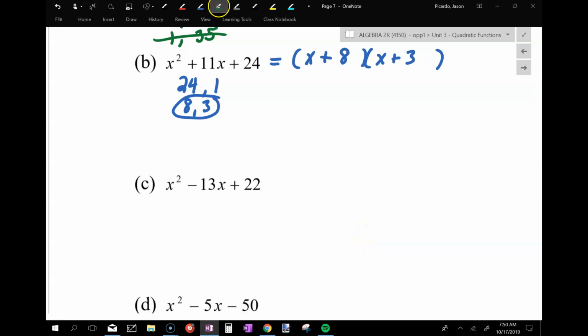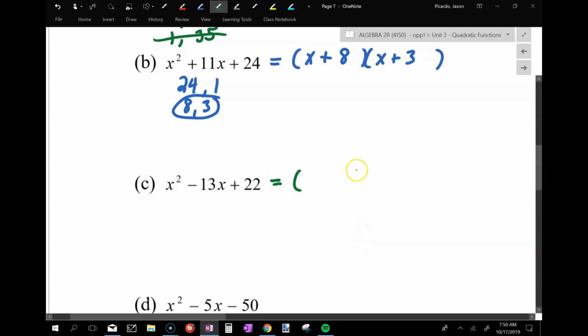Okay, now we're going to play the game back. That last example, we're going to sort of do it the other way. I know for a fact, no doubt about it, that x squared has to give me x and x. Guys, I know that I have to multiply the two numbers for them to be positive, which means the numbers were either both positive or both negative.